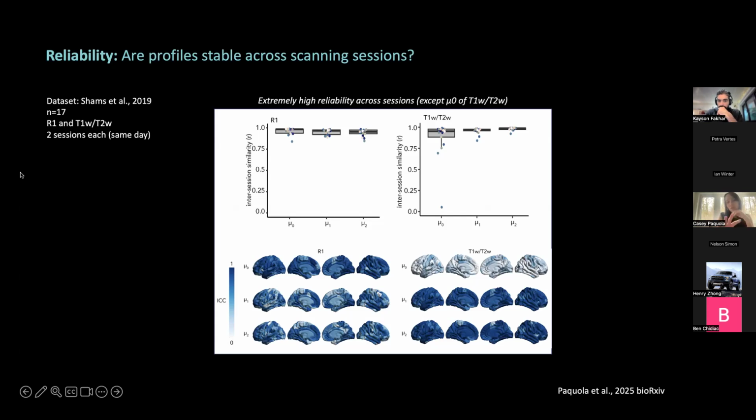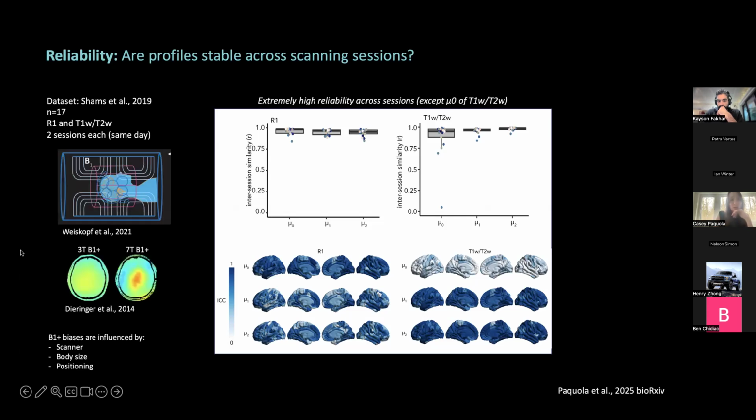And the intraclass correlation coefficient is per region, so you see it's pretty consistent across the brain, with the exception of this real big jump down for the 0th moment of T1 over T2. This isn't so surprising, really, because we know that T1 over T2 is affected by the inhomogeneity of the transmit field. You can see an image of that in the greeny brains there. It's even stronger at 7T.